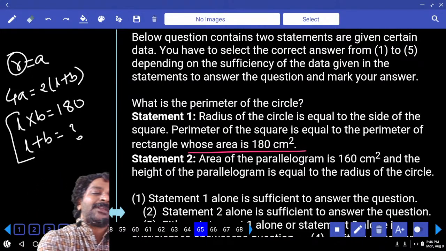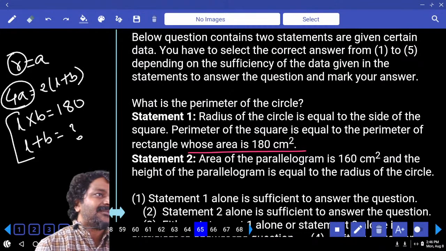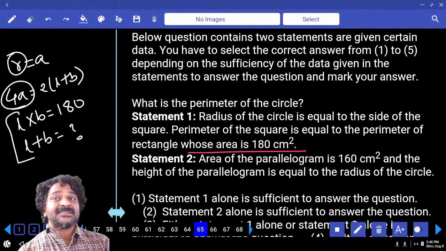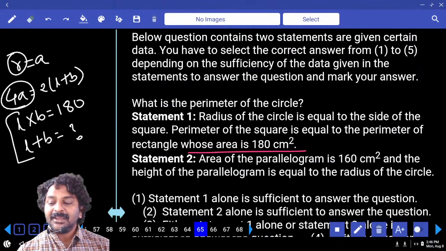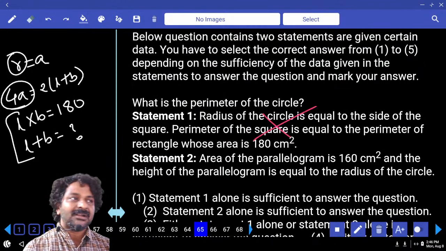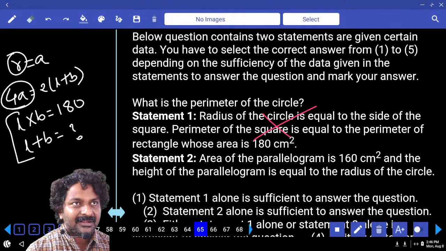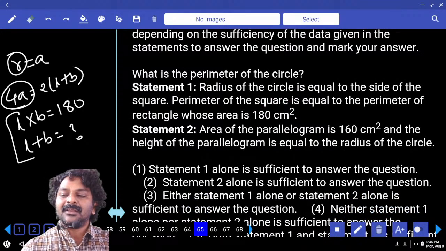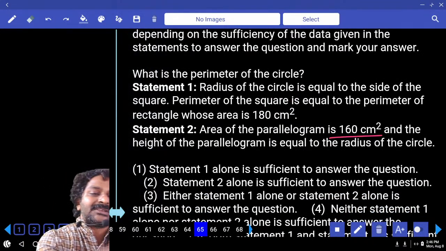When you don't know L plus B, can we calculate how much is A? When you don't know the side of the square, radius cannot be calculated. So can you answer this question by using only the first statement? No, one alone is not sufficient. Clear? Understood? Next. Area of the parallelogram is 160 square centimeters.